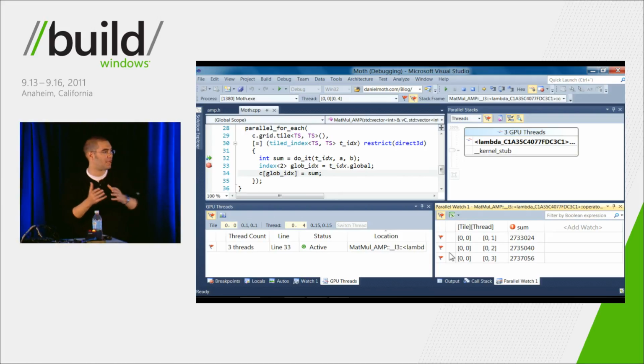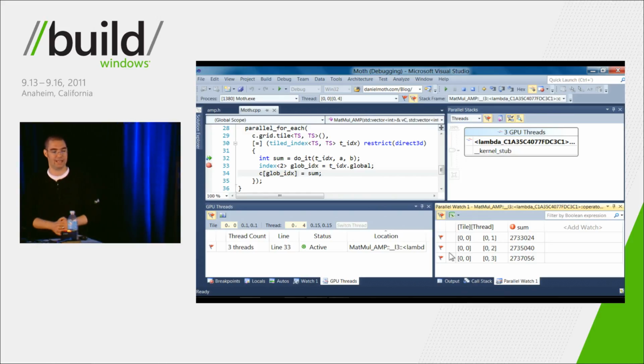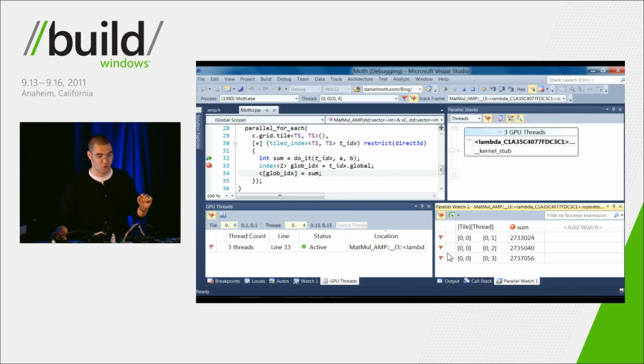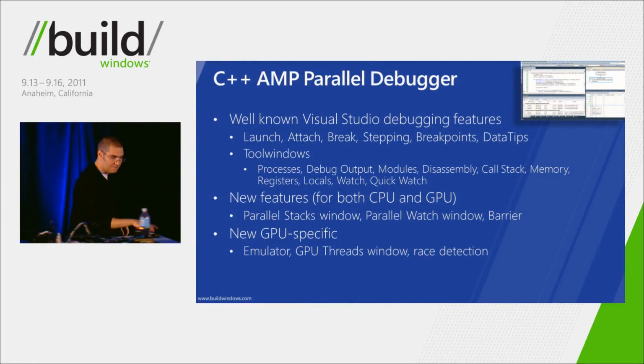It's richer than what we had in CPU, because we've added so many parallel debugging features for the CPU as well in VS 11. So that's all I have time to show on the debugging front. You guys like that? So basically, everything that you know about CPU debugging in the great Visual Studio works for GPU plus more.